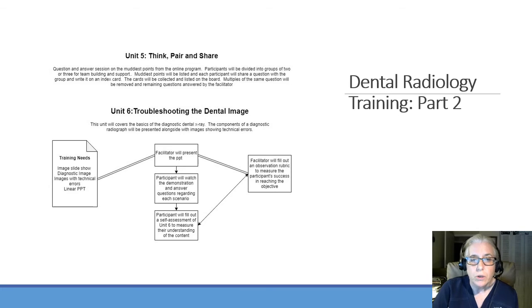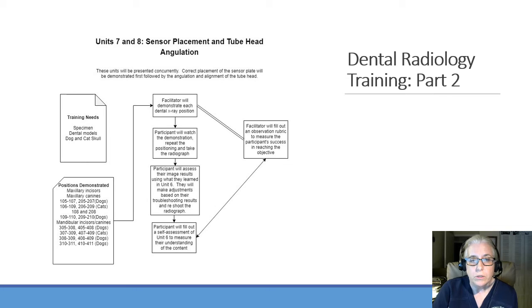participant. Unit 5 is a review session that will allow the participants to share any difficulties they have had with the online course. Using the Think, Pair, Share assessment technique, the participants will be divided into groups of 2 or 3 depending on the size of their groups. Unit 6 will cover the components of the diagnostic dental radiograph to prepare for troubleshooting technical and positioning errors. The diagram in Units 7 and 8 will cover how to correctly place the sensor in the oral cavity and align the tube head over the sensor.